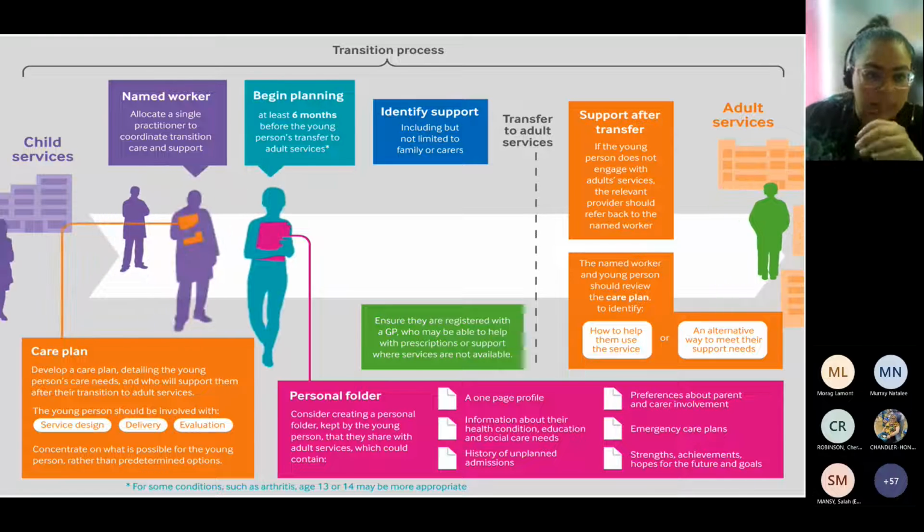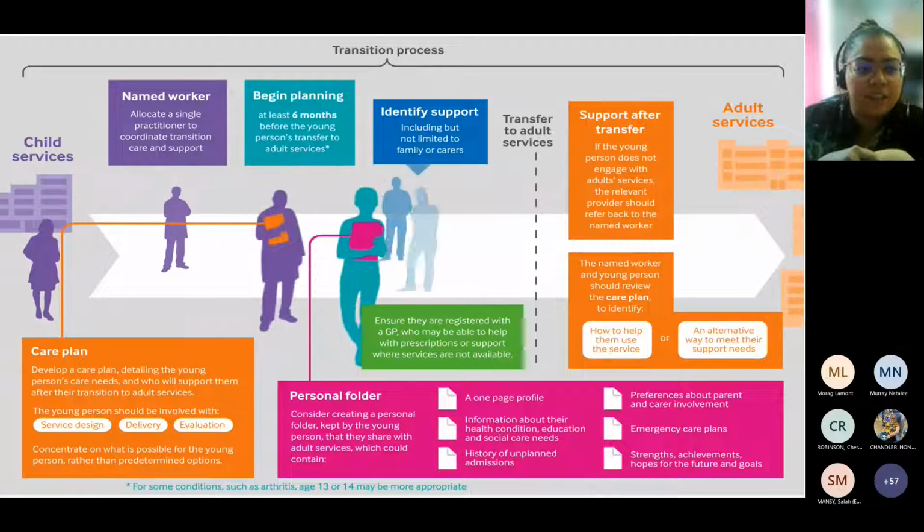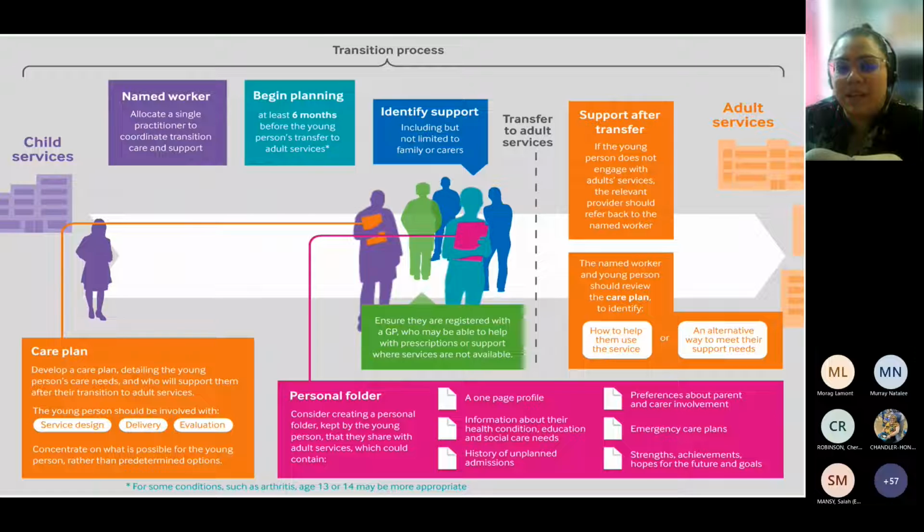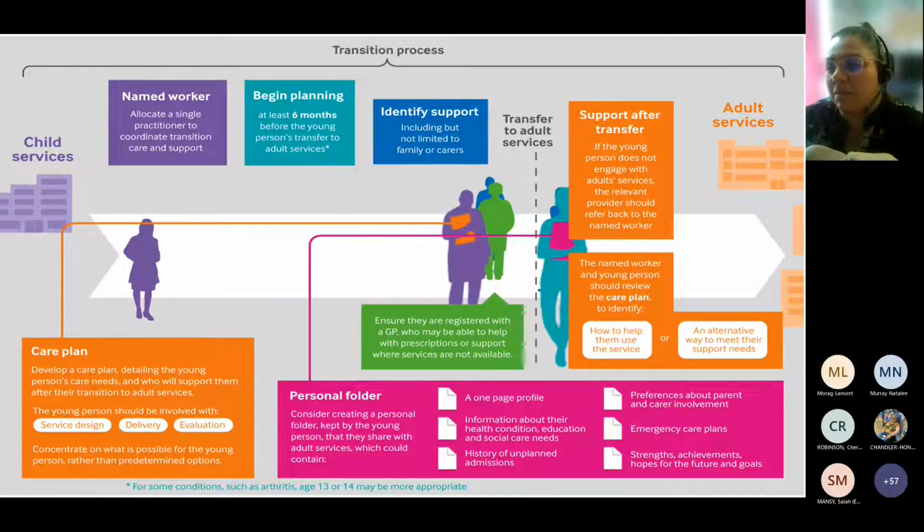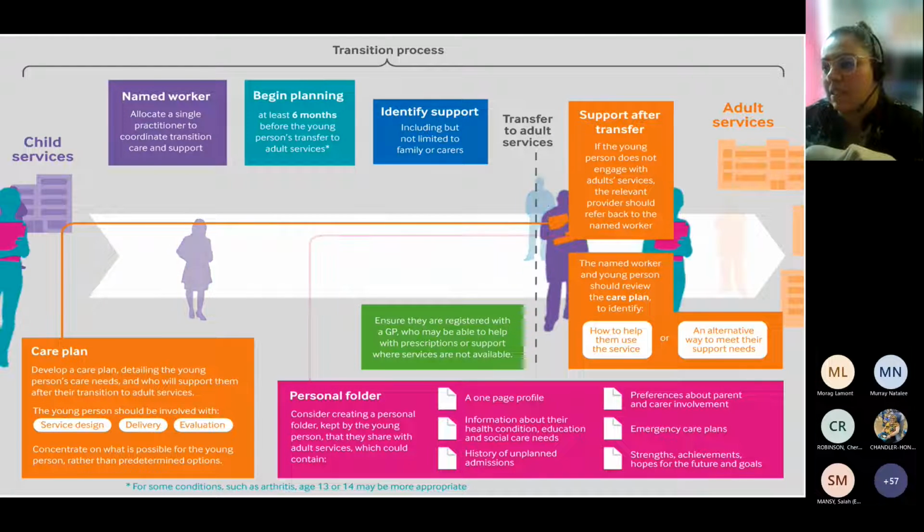Now I've got this slide here. I hope you guys can see the animation. It's pretty cool. So it just basically reiterates what I've said in terms of children's to adult services.